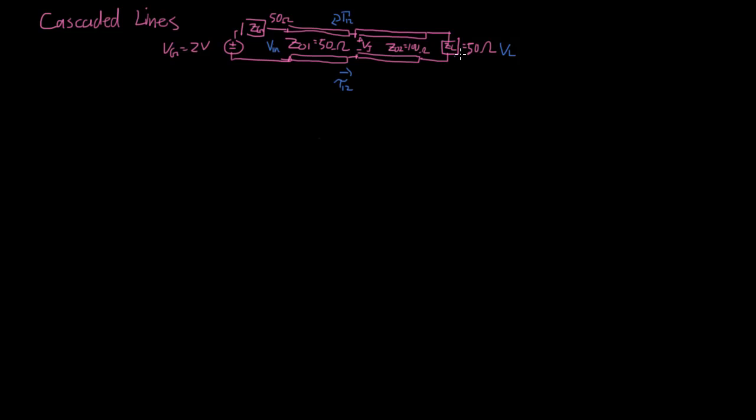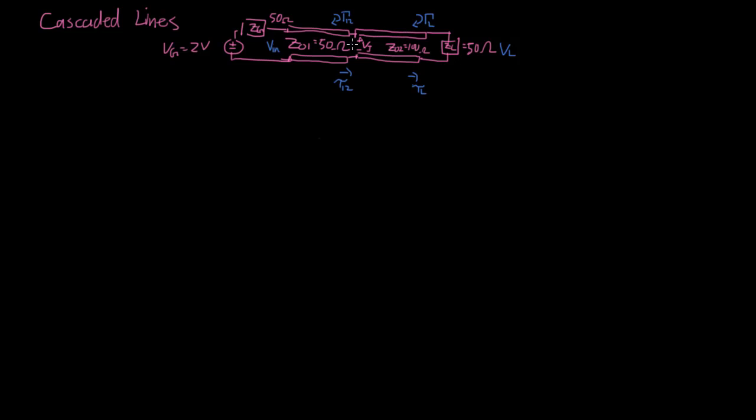And since it is not equal to the load impedance, once you get here, you will also have a reflection. That's going to be gamma load. And you're also going to have a portion of it go across, which is going to be the amount that goes there. But wait, there's more.